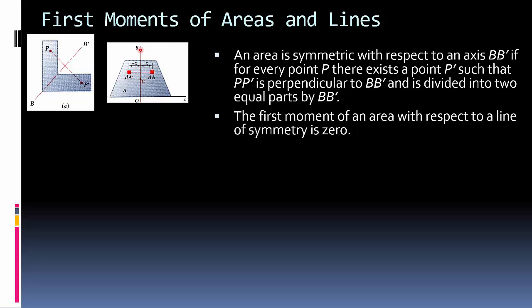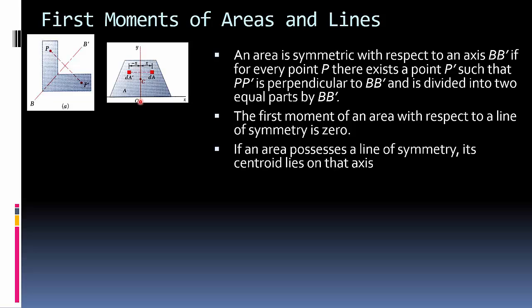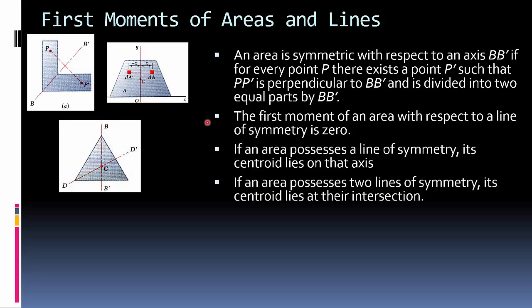Well, why do we care? Because the first moment of an area with respect to a line of symmetry is 0, right? So the first moment of this area with respect to this line, B B prime, or with respect to the y-axis in this case, is 0. The nice thing about that is if an area possesses a line of symmetry, its centroid lies on that axis. And if an area possesses two lines of symmetry, its centroid lies at their intersection. And not just two, but two or more lines, its centroid lies at their intersection.